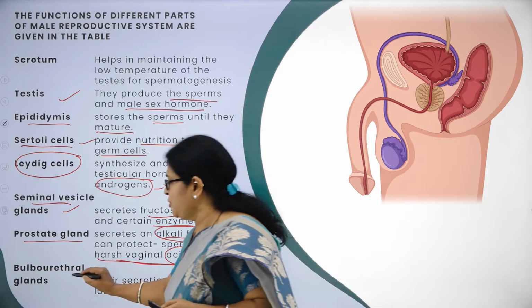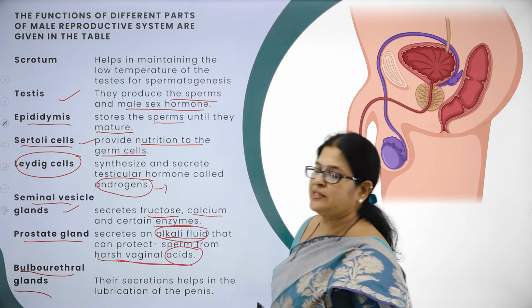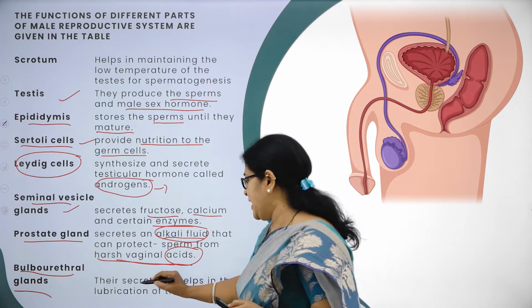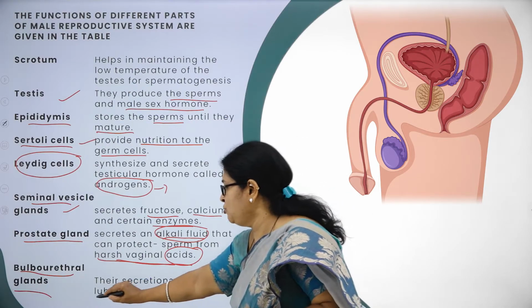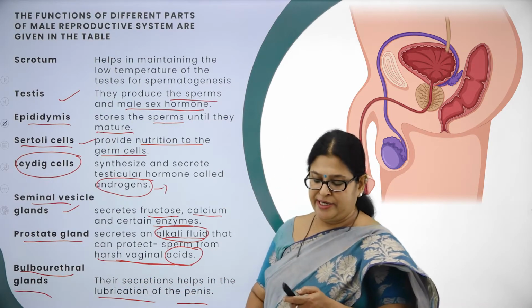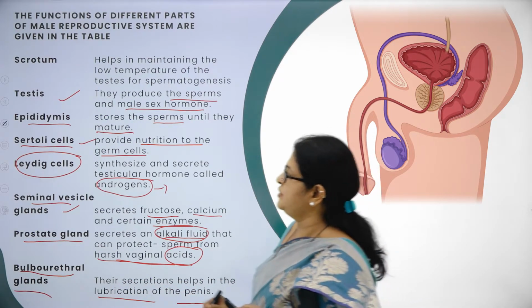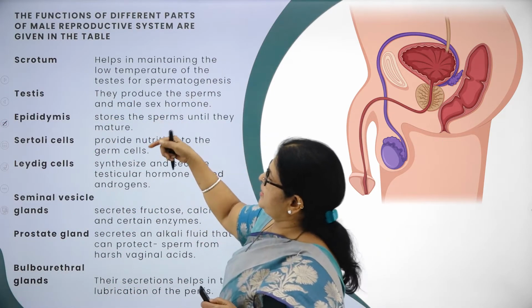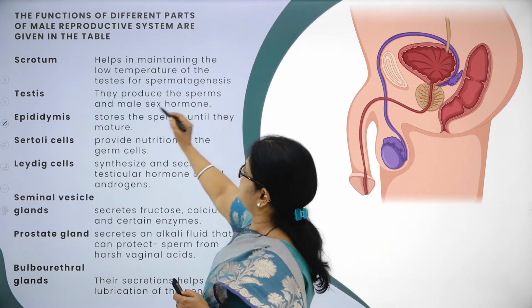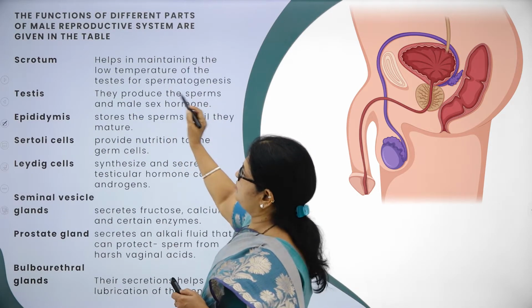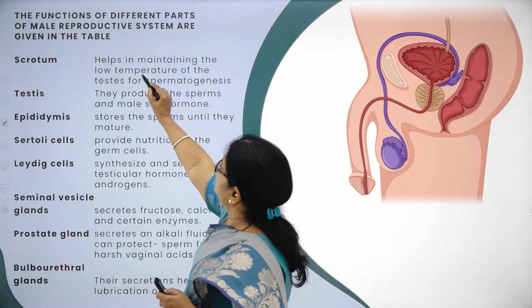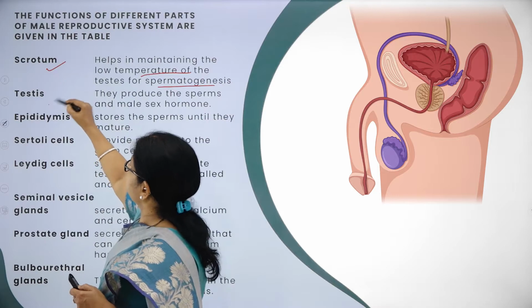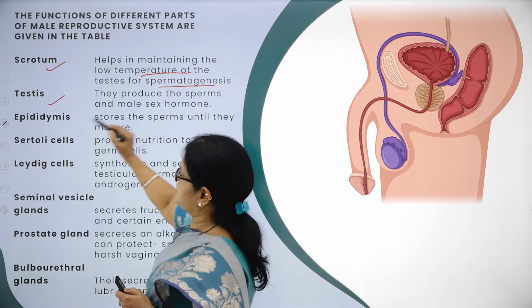Then bulbourethral gland, as I said, what is it otherwise called? Cowper's gland. What is the function of this bulbourethral gland? Their secretions help in the lubrication of the penis during intercourse or during copulation. Right. Now, as I said, when we summarize, testes, they produce the sperms and they produce what? Male sex hormones. Scrotum helps in maintaining the low temperature of the testis for spermatogenesis. Right. Then testes, as I said, they produce the sperms and male sex hormone.